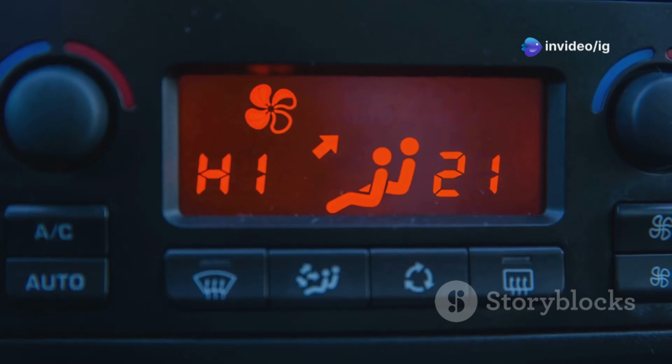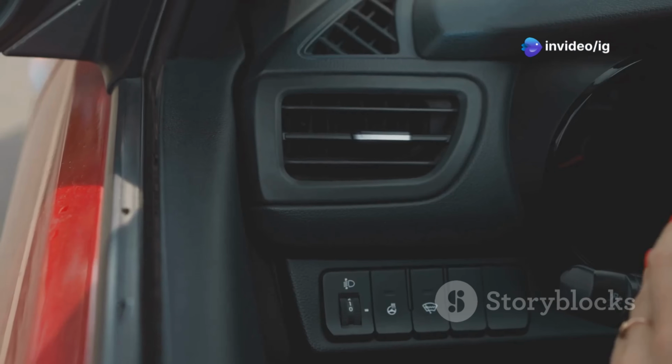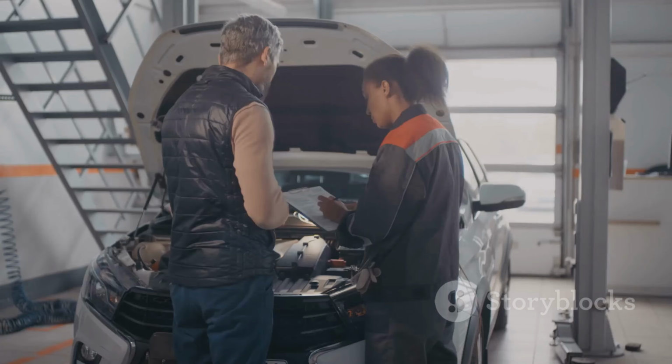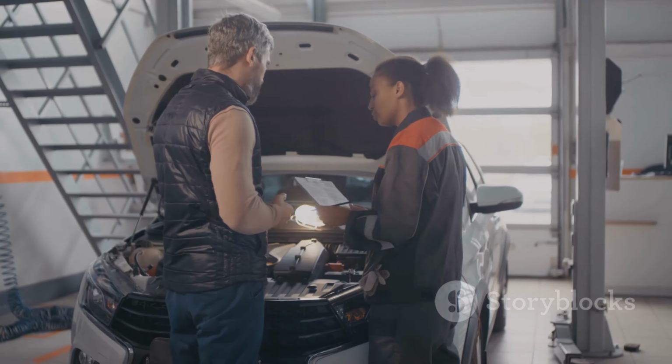So, what are the symptoms of P0532? 1. AC not cooling the cabin properly or not working at all. 2. Check engine light illuminated. 3. Unusual noises from the AC system.